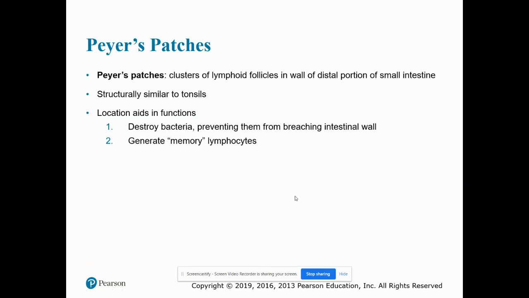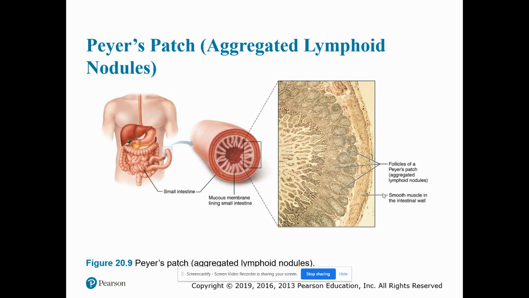We have Peyer's patches. These are clusters of lymphoid follicles in the wall of the distal portion of the small intestine. Structurally similar to tonsils, they destroy bacteria, preventing them from breaching the intestinal wall, and they generate memory lymphocytes. So these, again, are in the small intestine, and these would be the follicles of a Peyer's patch.